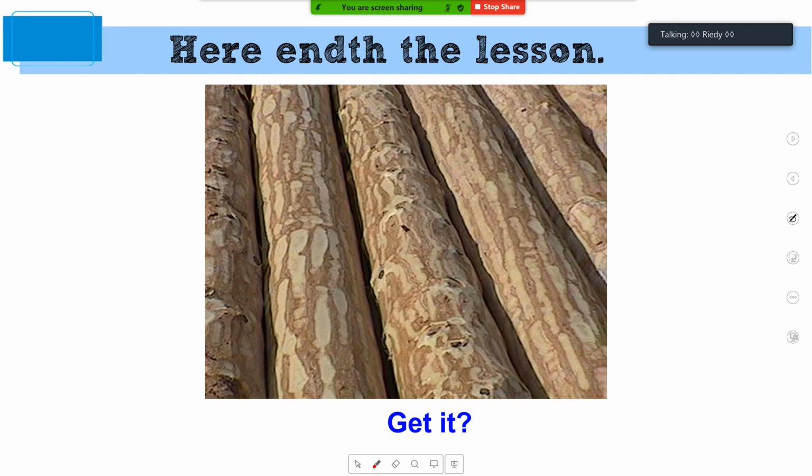Anybody get the joke? Good one. What is it? Log. What kind of logs? Those are natural logs, yes. Those aren't artificial logs, those are natural logs.